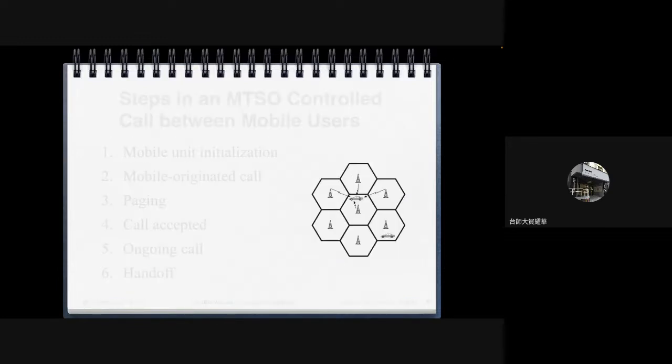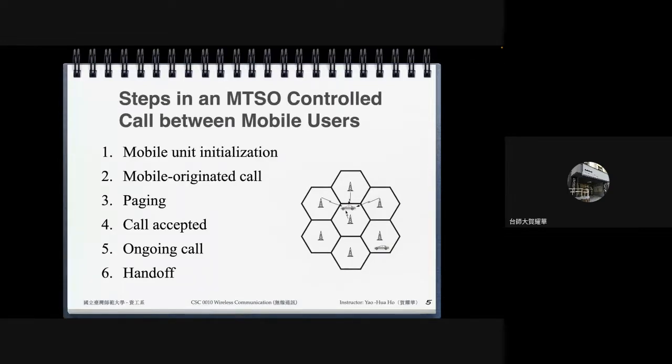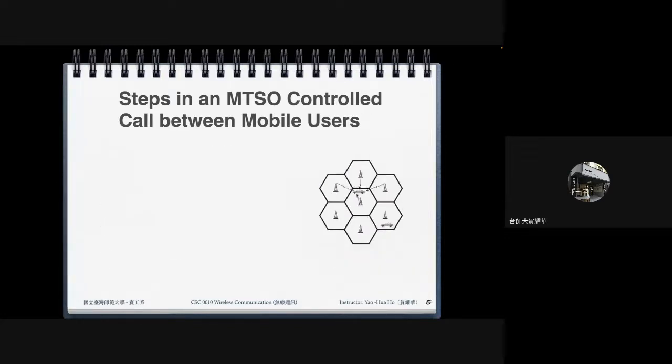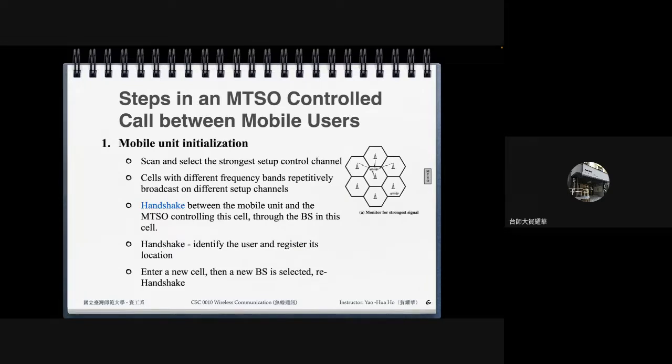Okay. Now, the MTSO controller handles the calls between the mobile units: initializing a call, originating a call, paging, accepting a call, an ongoing call, or handoff between cells. Let's assume we have a calling unit or source that wants to call a destination or receiver unit. The first thing the mobile unit needs to do is initialization, which means it needs to scan and select the strongest control channel to connect to a specific base station.